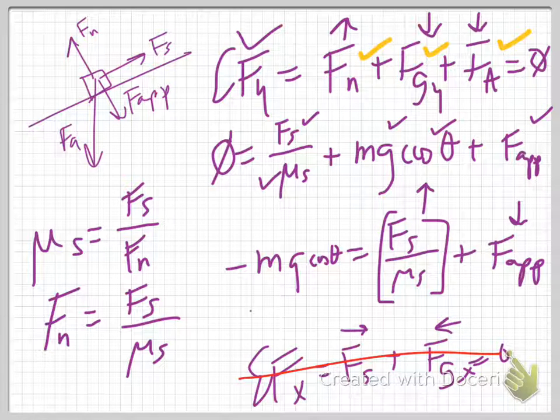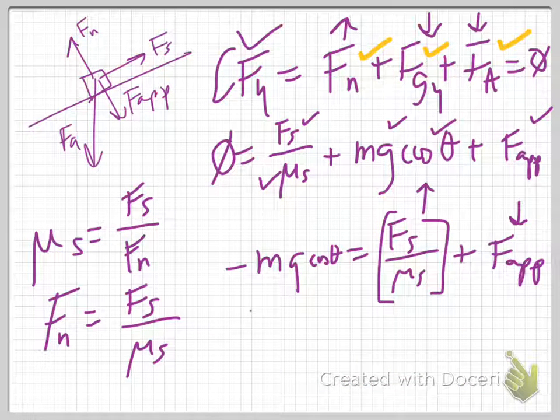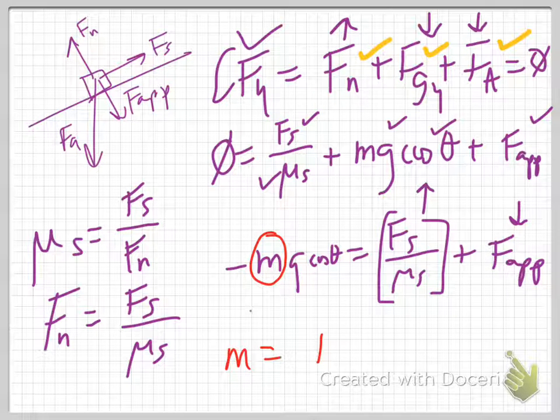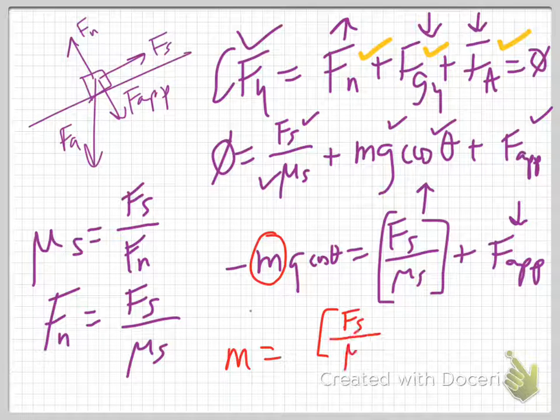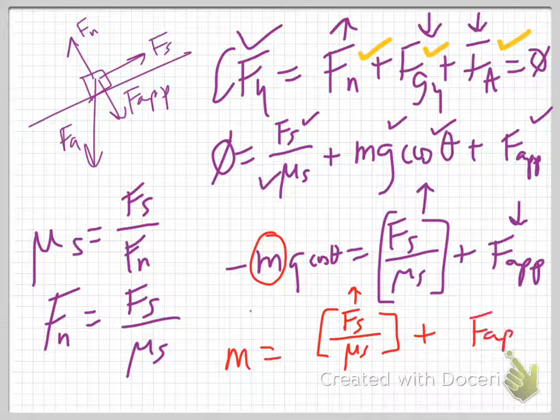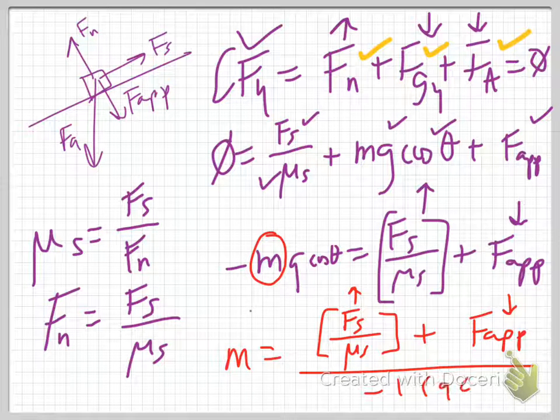So now, and I'm going to get rid of my x-axis because it's pretty clear that I can do this without it. If I want to solve for mass, what I have is mass equals force of static friction over mu s, and that's going to be up, plus force applied, which is going to be a negative, divided by negative 1 times g cosine theta. And that's going to give me my mass. And what that gives me is an entire solution for the problem, basically in one piece.